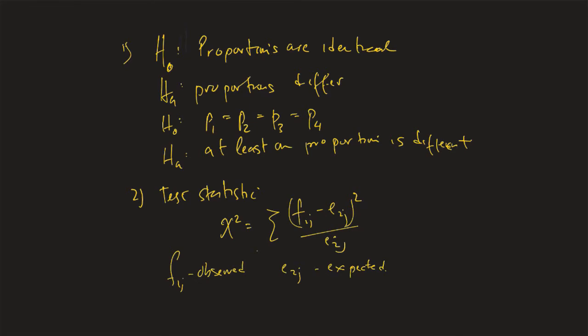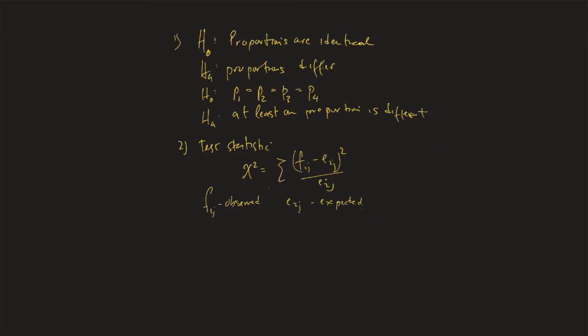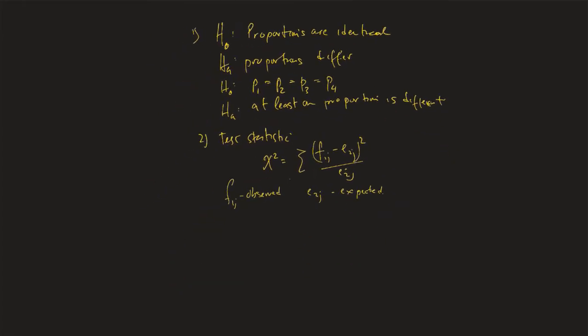and we have a formula for eij, which is that eij, and let me make some room here, eij is row total times the column total over the overall sample size, or the grand total we call it.